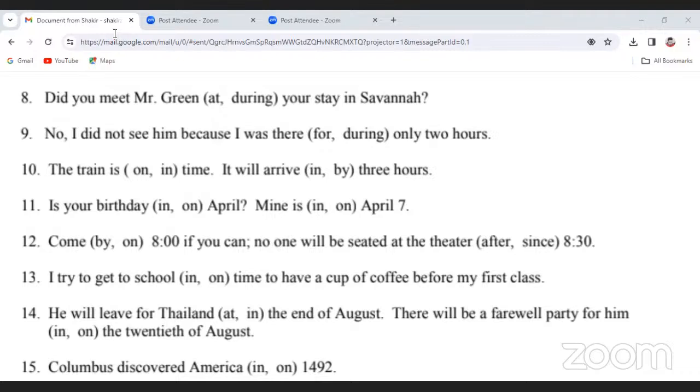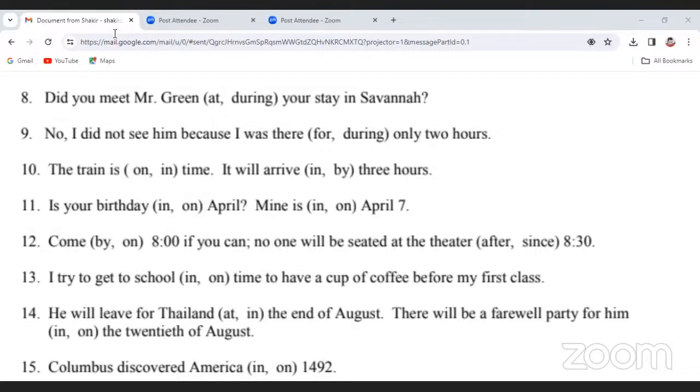The train is dash time. It will arrive dash 3 hours. The train is on time. It will arrive in 3 hours. On time. On and in are the correct options.